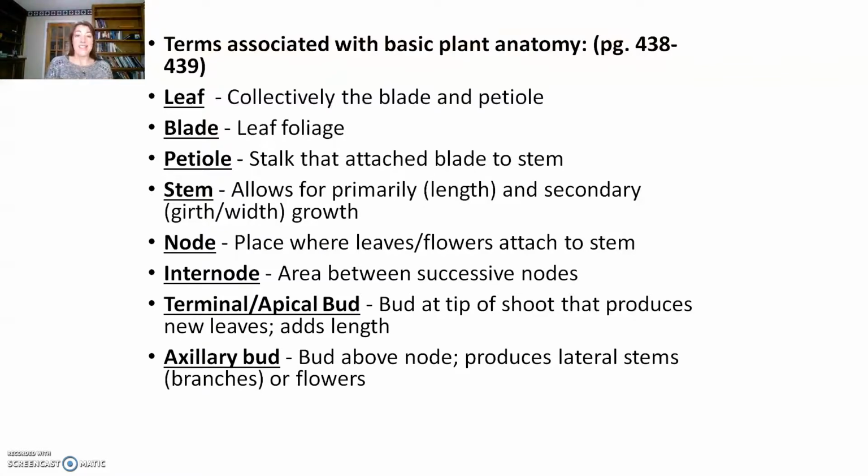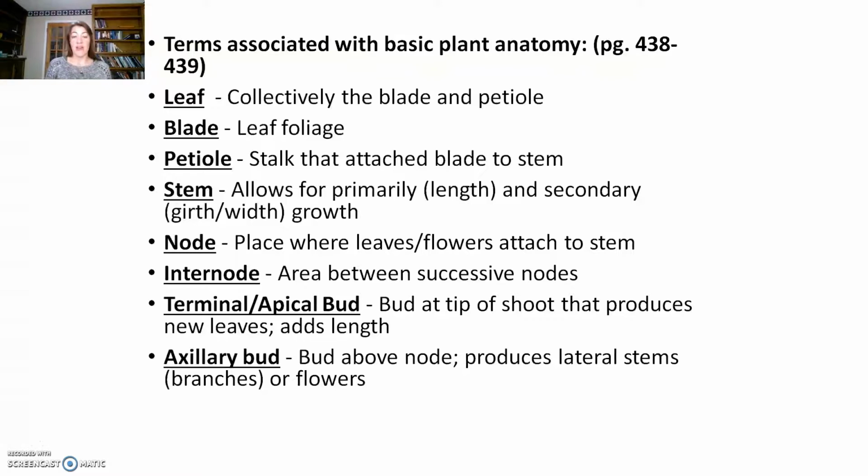A stem allows for primary growth, which we call length, and secondary growth, which is width or girth. How I remember primary growth is when you're little, the very first way you grow is tall. Secondary growth, when you're older and you've stopped growing, the only way to grow is out. So primary is going vertical or lengthwise, and secondary growth is going to be the width or girth. Now, the node is a place where the leaves or flowers attach to the stem. Then you have something called the internode. This is the area between the nodes, so it's the open space in between.